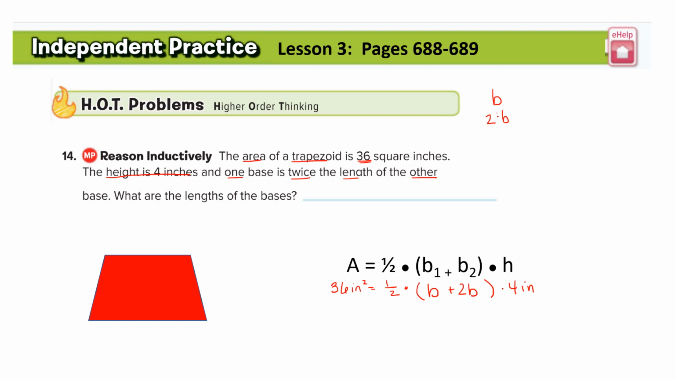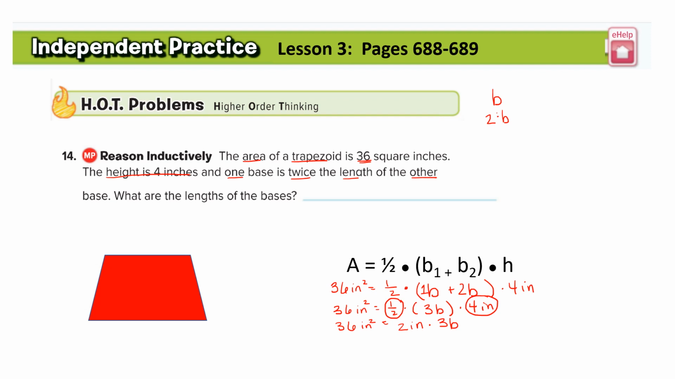All right, now I have 36 inches equals 1 half times, there's an invisible 1 here, okay? B and 1B are the same thing. So 1B plus 2B gives me 3B, times 4 inches. So I have 36 inches equals 1 half times 4 inches, which is going to give me 2 inches, I'm sorry, this should be squared, times 3B.